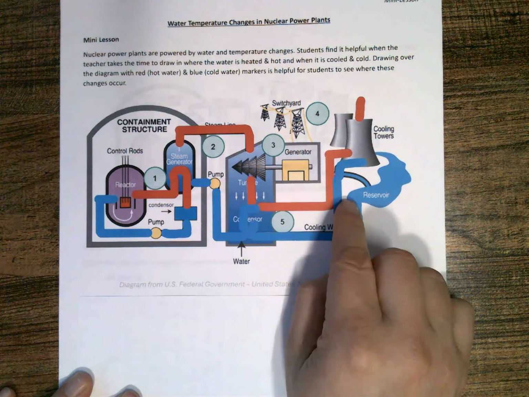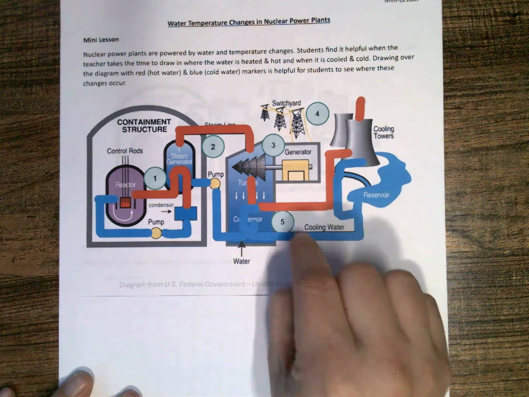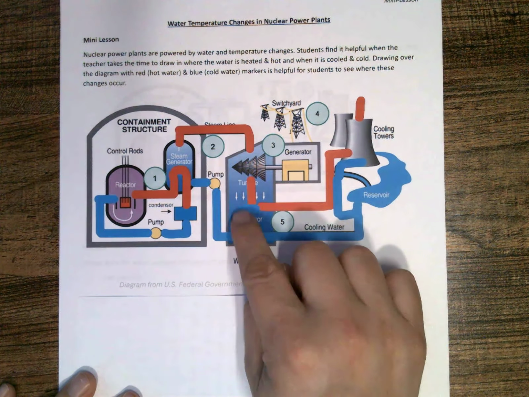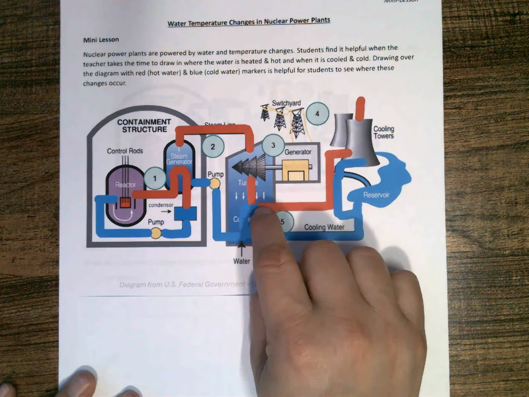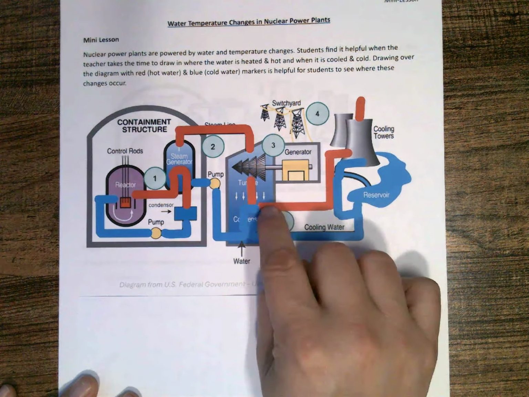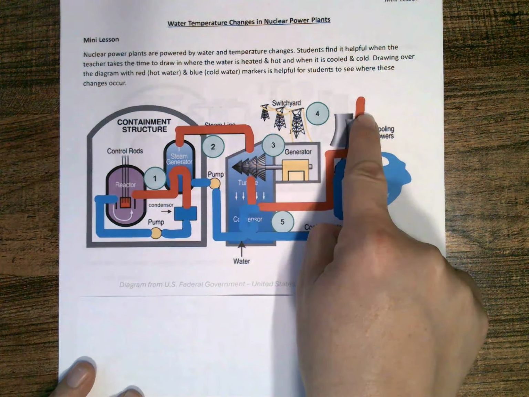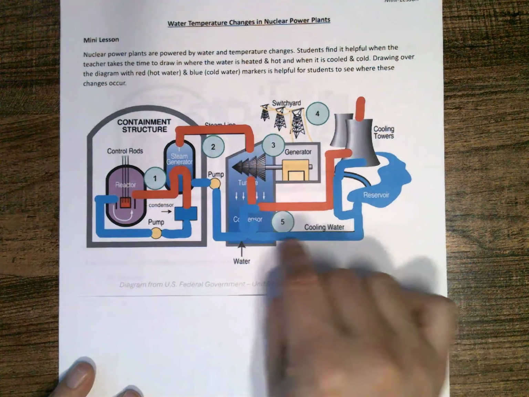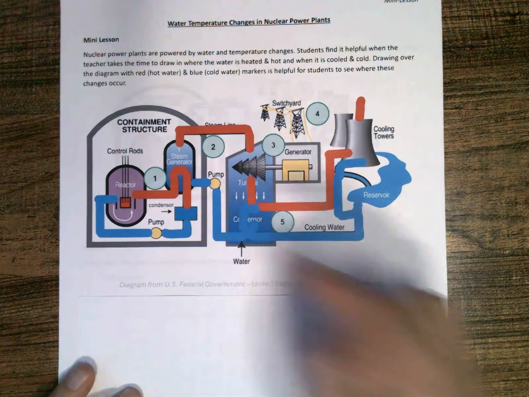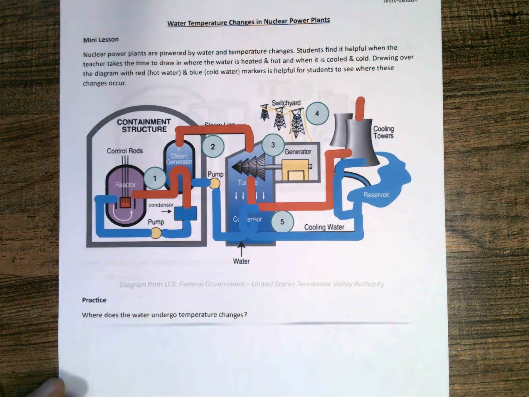And then my third loop, which is now twice removed, I have my water coming in from my reservoir nice and cold. It goes ahead and cools my steam coming off of my turbine and gets warm, so it picks up the heat here, and that heat comes out as steam out my cooling towers. So again, having them draw it helps them understand that the temperature changes of the water is really what drives it.